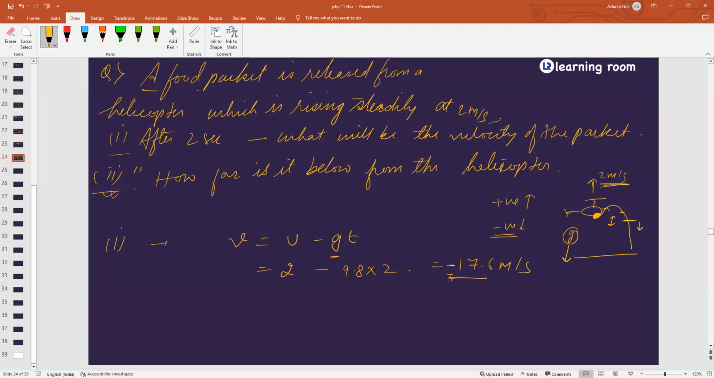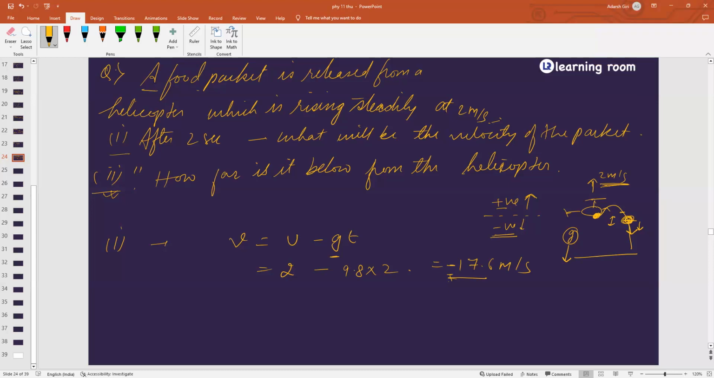Yeah, see, basically it depends on you, on what you are doing. If I am considering upward as positive, then whatever is in the direction upward is positive, and whatever is in the direction downward is negative. Everything on the earth has g acting downwards. If the parcel is here, on this parcel g is acting downwards. That's why I'll be considering g as negative.